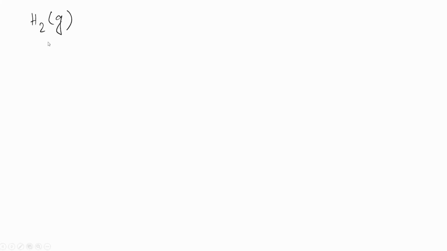Hydrogen gas reacts with chlorine gas to form HCl gas, hydrogen chloride gas. This is not hydrochloric acid; this is hydrogen chloride in gaseous form. Hydrochloric acid is in liquid form. Now, if we balance, we need 2 HCl to match H2 and Cl2. So, this is the equation.